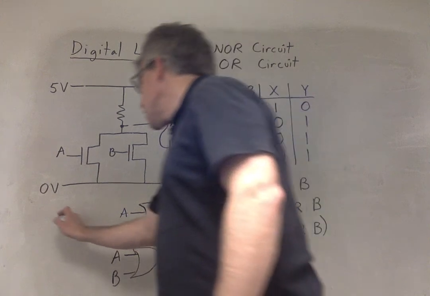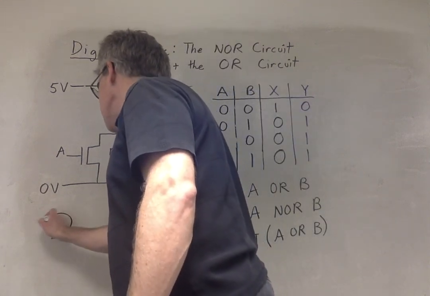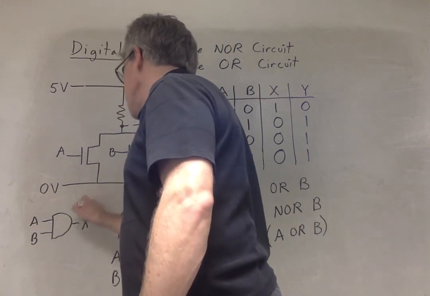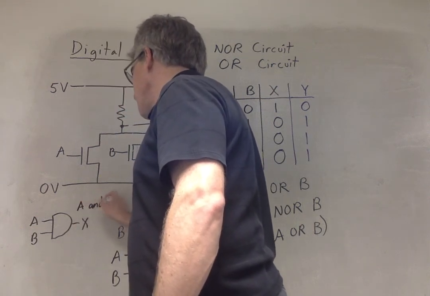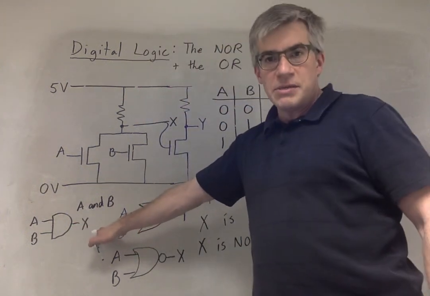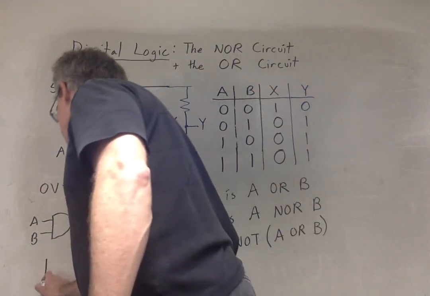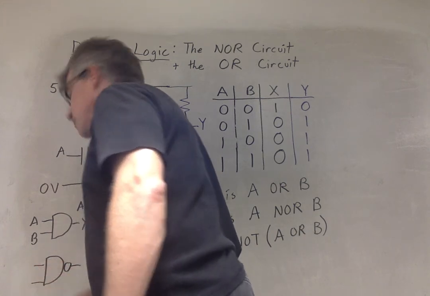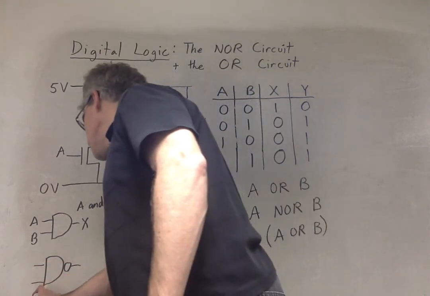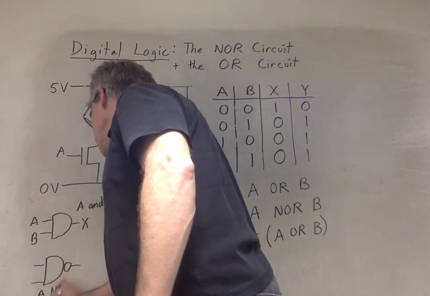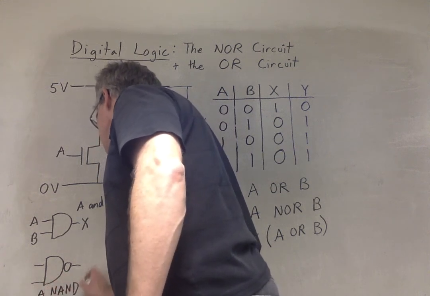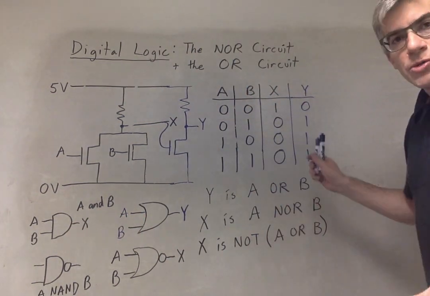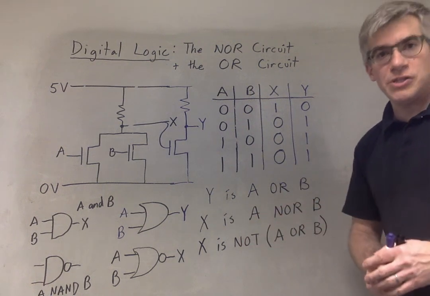Likewise, as I said before, the AND circuit is symbolized like that, and the NAND would have a little circle there. A NAND B. And those are the extreme basics of digital logic circuits.